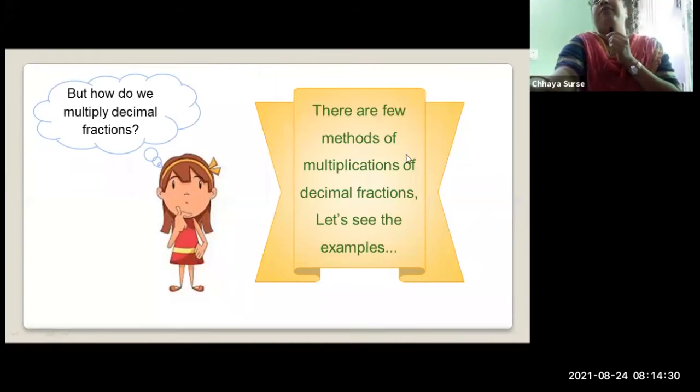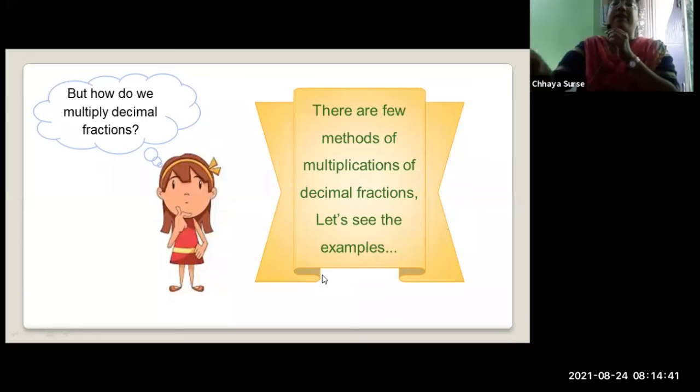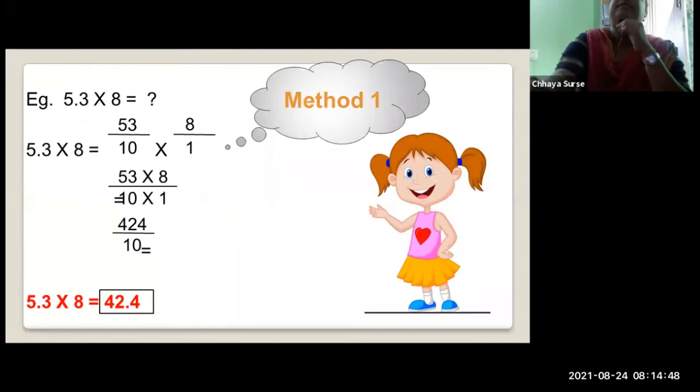So there are a few methods of multiplication of decimal fractions. Let us see an example. There are 3 methods, by which you can multiply decimal fractions. This is the first method. Now here, 5.3. Is it a decimal fraction? 5.3. It is a decimal fraction.